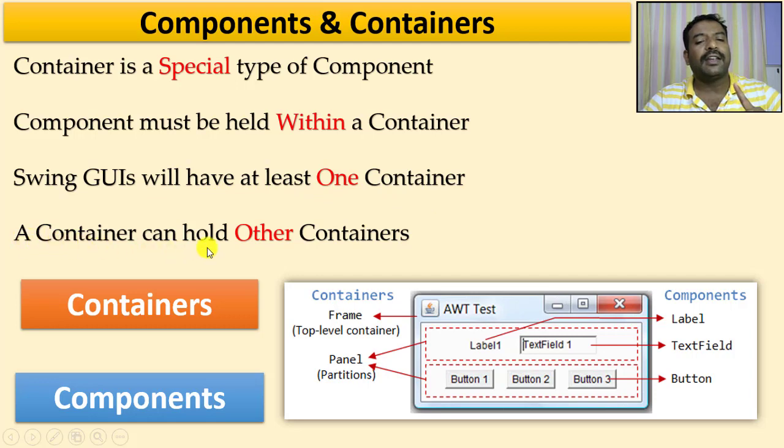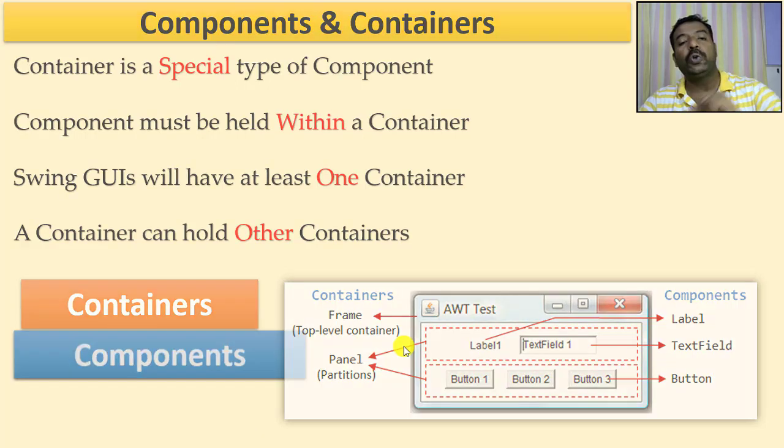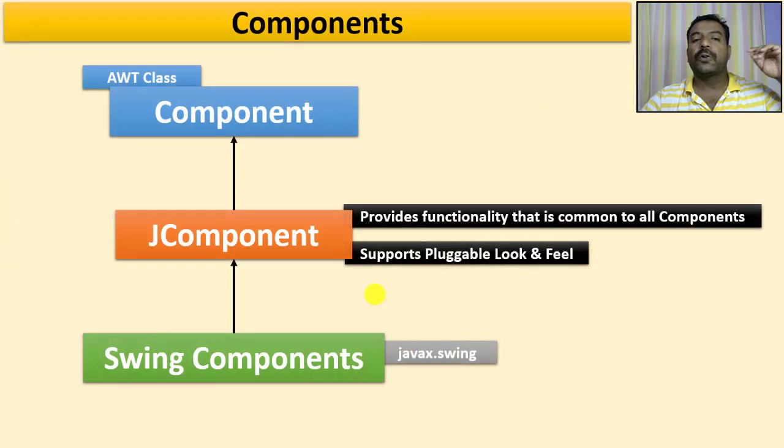And a container can hold other containers also. There is something like a nested container. One container will be divided into 2, something like panels, partitions. This becomes container 1 and this becomes container 2, and these 2 containers are embedded within the frame, which is going to be the top level container. This is again what you need to understand with the container components. So now we'll see components, then later we'll come to containers.